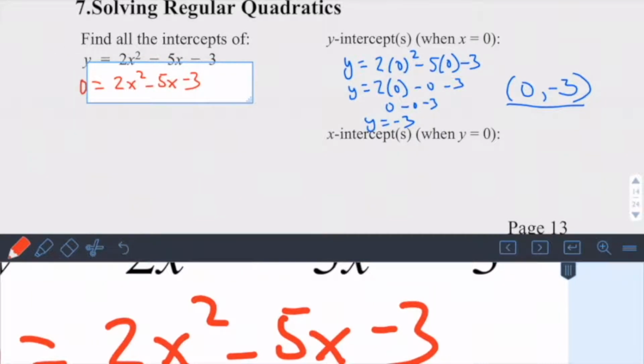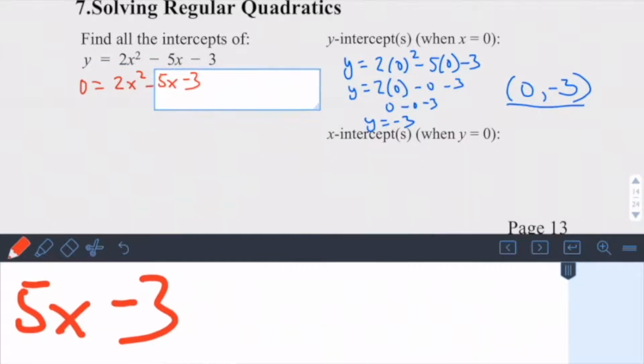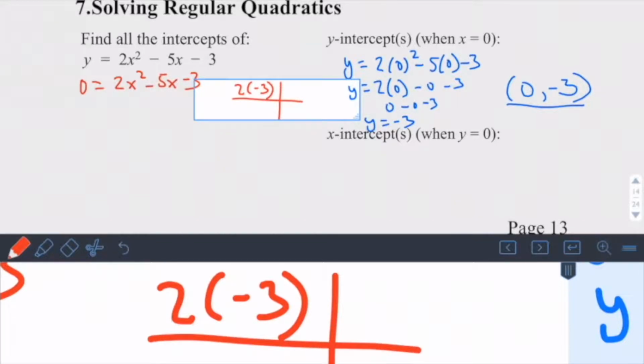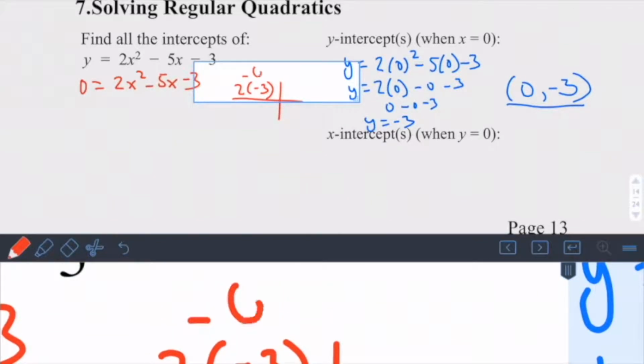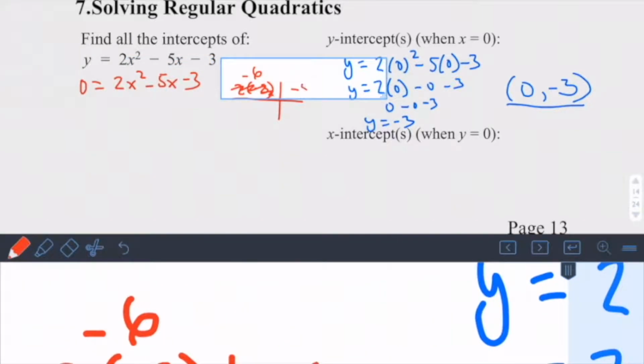Well, I can't solve it the way that it looks right now. I need to factor it. So I'm going to use my slide method. I'm going to multiply my a and my c. So 2 times negative 3. I want factors of negative 6 that add up to b, which is negative 5.